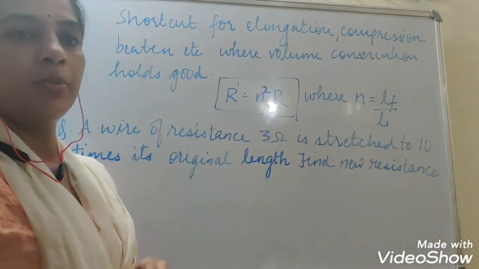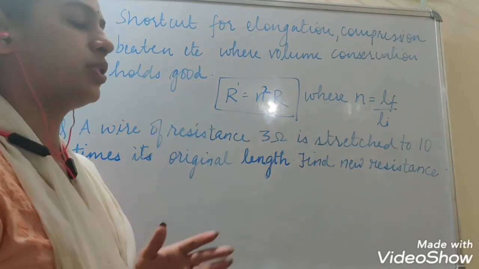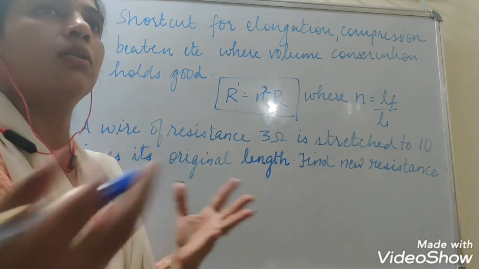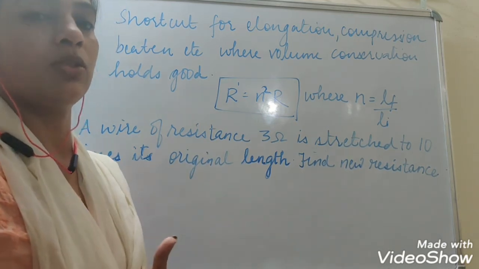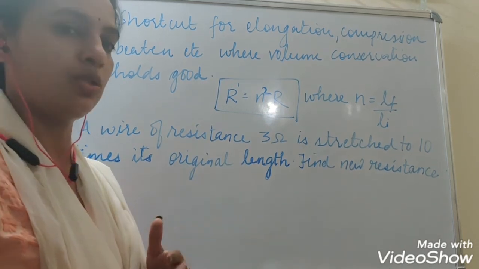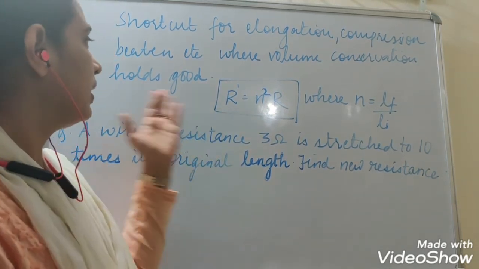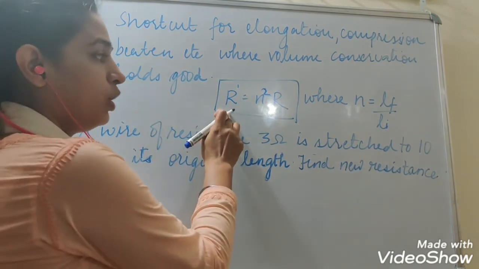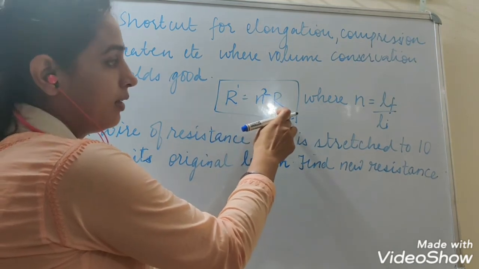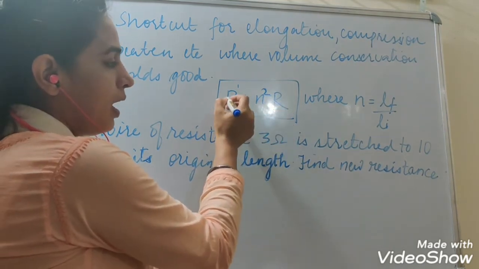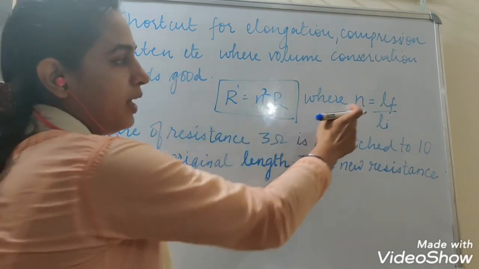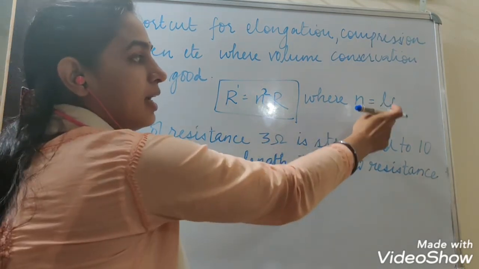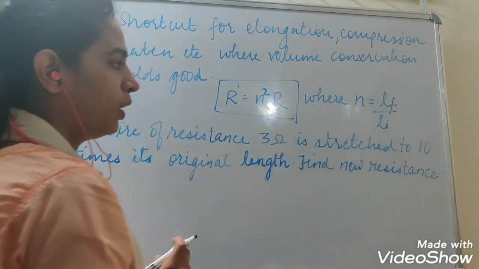So these kind of problems where we get elongation, compression, questions you might get where a wire is beaten and it is stretched to this times its original length, or it is beaten and compressed to this times its original length, then for those problems I am giving you a shortcut. New resistance is N square times R. Okay, R dash is equal to N square R, where N is final length upon initial length.